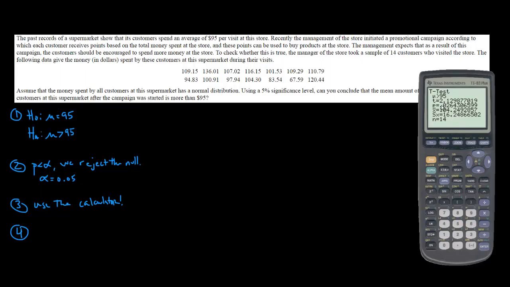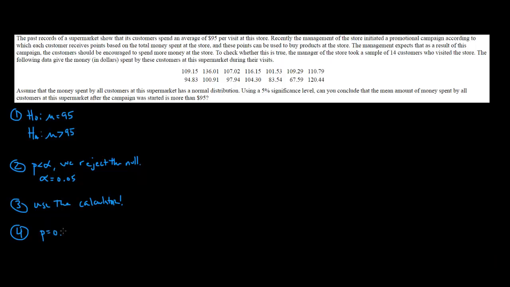So 0.0264. So we can go back over here and say, okay, 0.0264. We can say P equals 0.0264, which is less than 0.05, which is alpha. So we reject the null. So we can say the manager's idea worked.